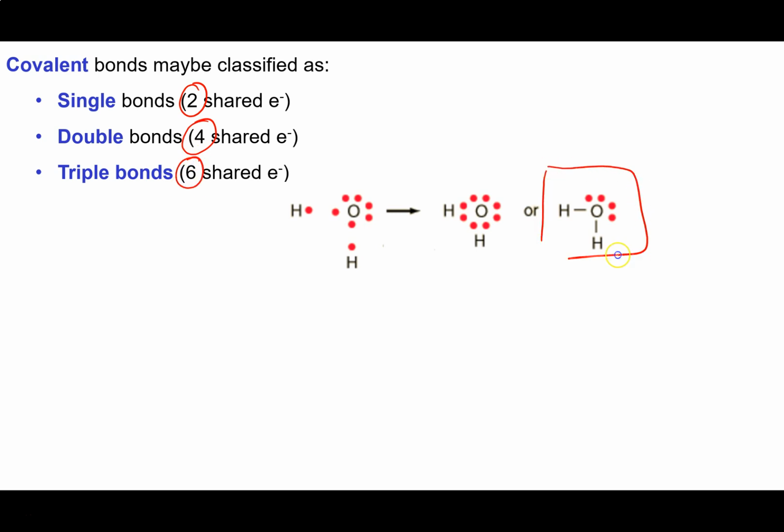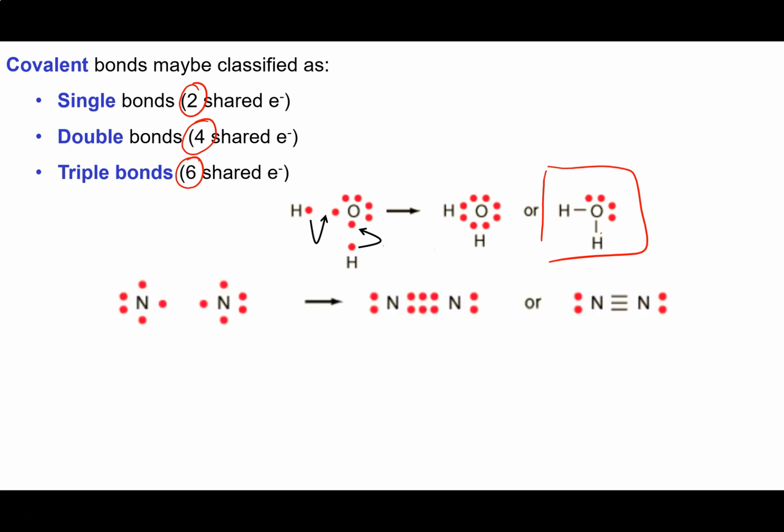So in water, which we looked at previously, there are 2 single bonds to the oxygen. If we look at something like nitrogen, N2, it turns out that there are 6 shared electrons. Remember that we can replace each pair of shared electrons with a line, so we would put 3 lines in there to indicate that 6 electrons are being shared, and this is a triple bond.